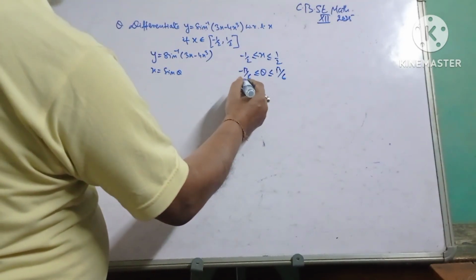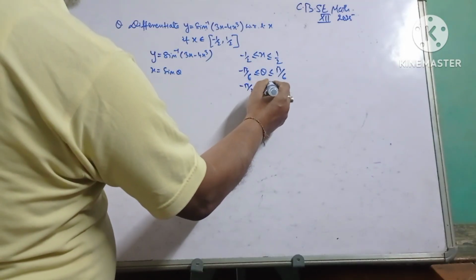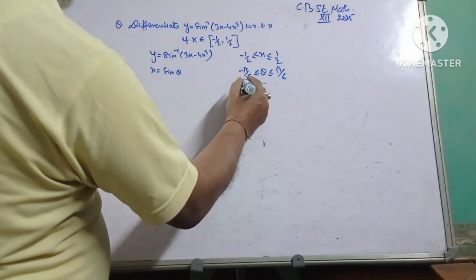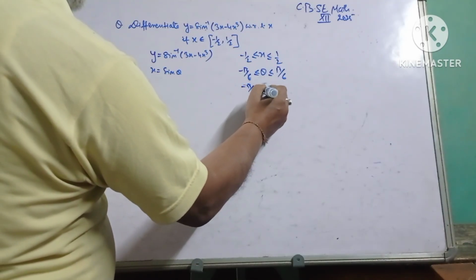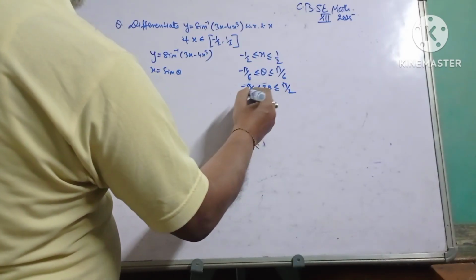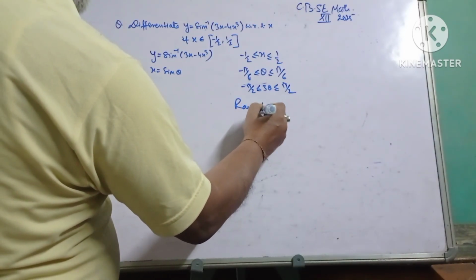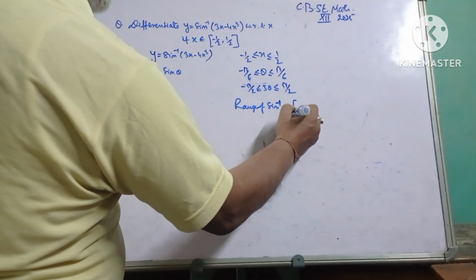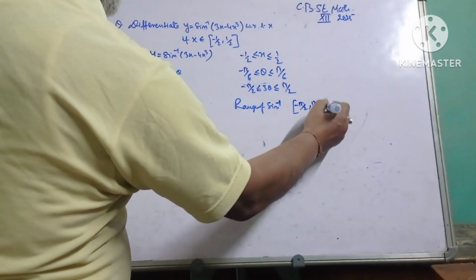So 3 theta will be between minus pi by 2 and pi by 2, that is, minus pi by 2 is less than or equal to 3 theta, which is less than or equal to pi by 2. The range of sine inverse is minus pi by 2 to pi by 2, so it is within the range.